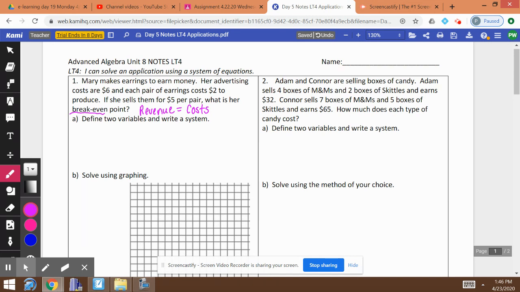So the way that we're going to start pretty much all of these systems, you'll notice part A for about all of them here is defining two variables and writing a system. This part's really important, and I am going to be picky on this part, that you are nice and detailed with your naming of your variables. Now, that doesn't mean you have to write a long sentence or anything, but we want to be specific about what we are finding. So realistically, we can use any variables we want to.